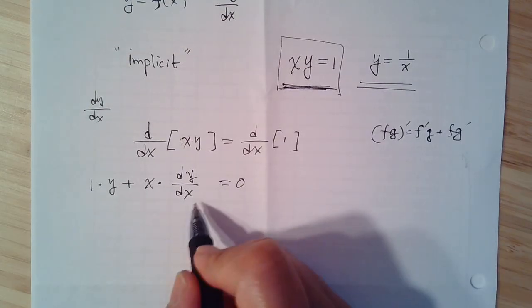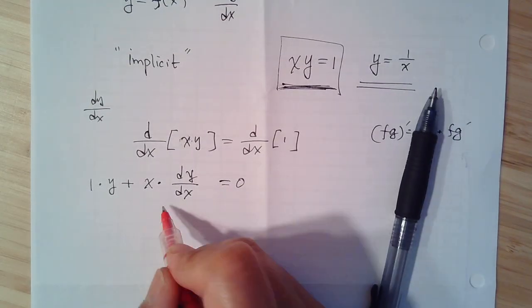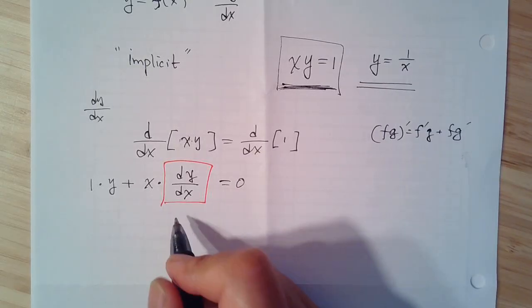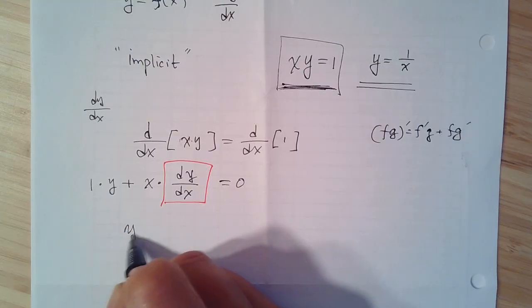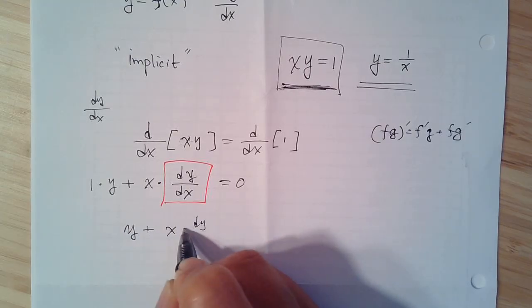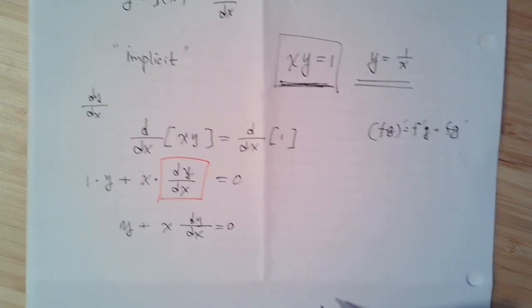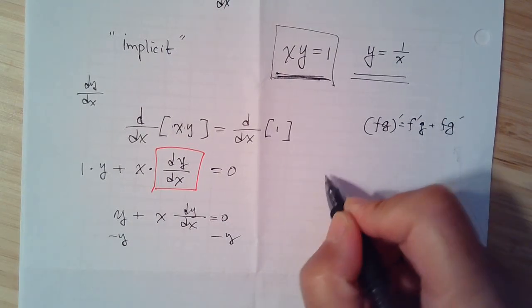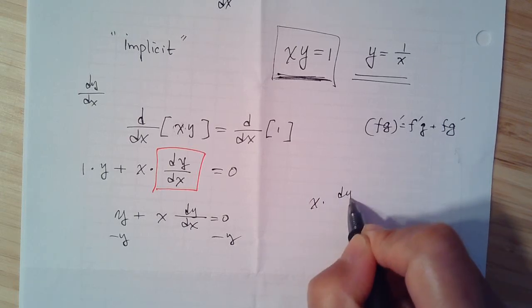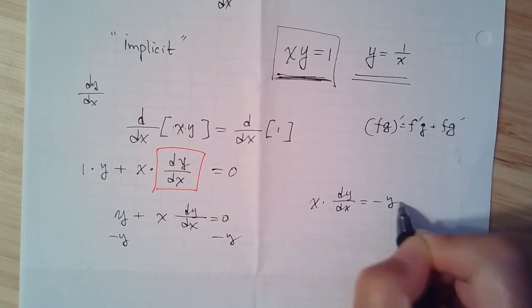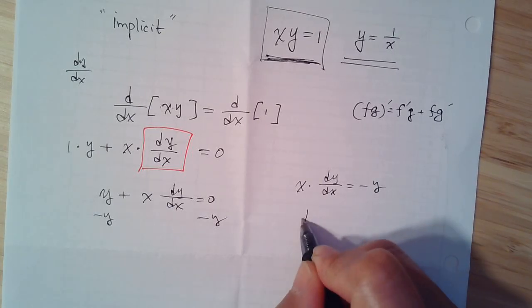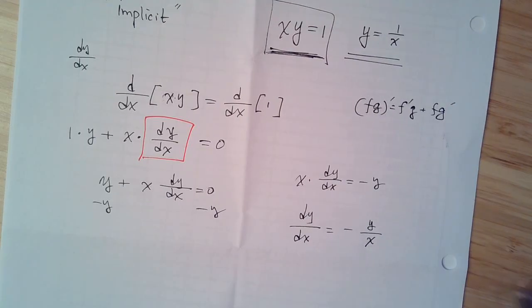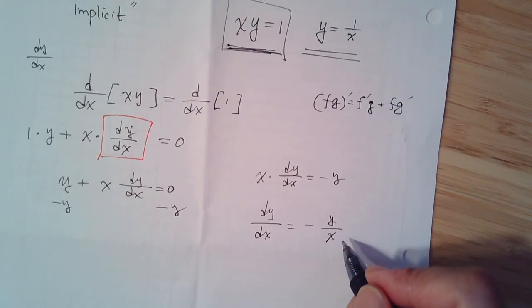Now dy over dx is the whole piece. It's not really a fraction, it just looks like a fraction, so please don't think of it as just a fraction. So we got y plus x dy over dx equals 0. To solve for that, we subtract y on both sides. So I get x times dy over dx equals negative y. And then I divide by x. So dy over dx will be negative y over x. You can do it this way and leave it like that.